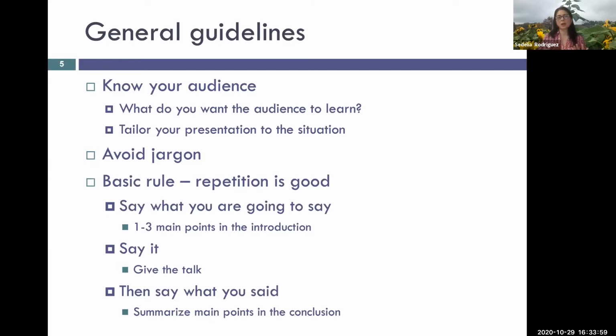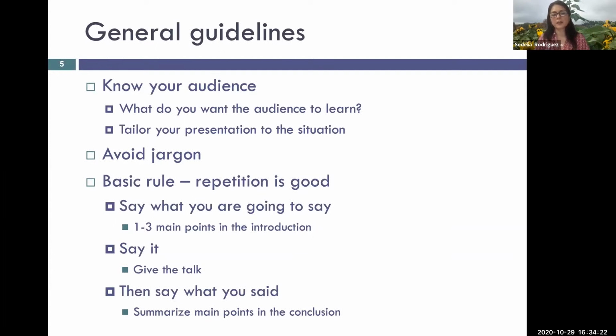If you were giving this talk to your peers who are studying the same discipline, you would give a different talk because they would understand a little bit more. However, for our purposes, you want to make it a little bit more general so that everyone understands what you're talking about. Okay, so you're going to tailor your presentation to the situation. So keep that in mind.